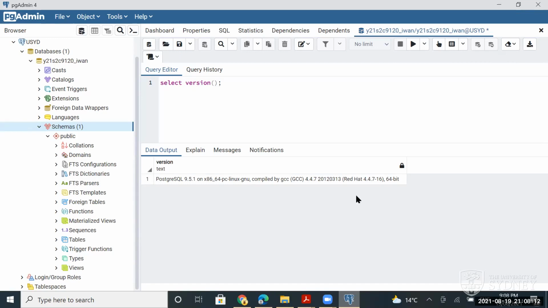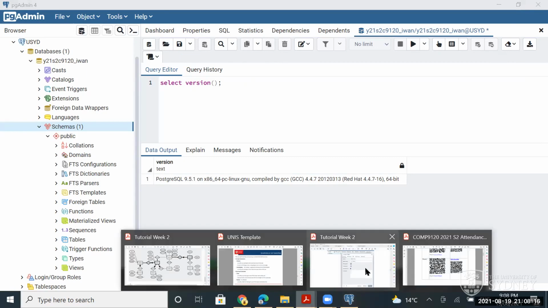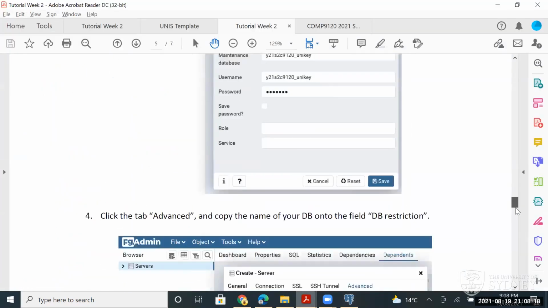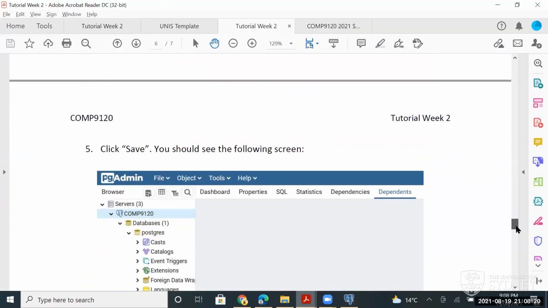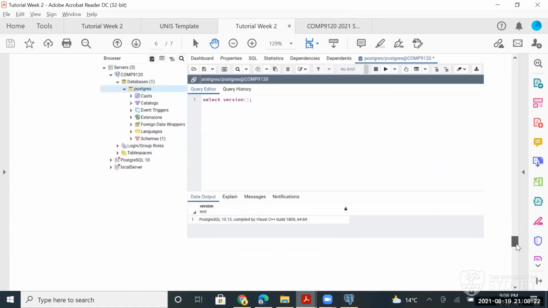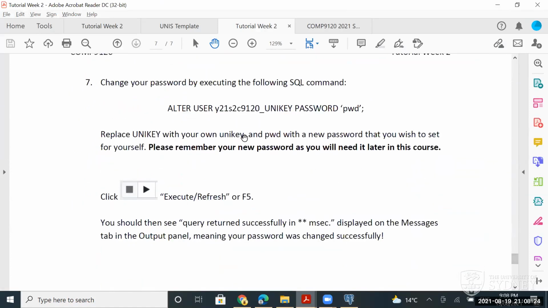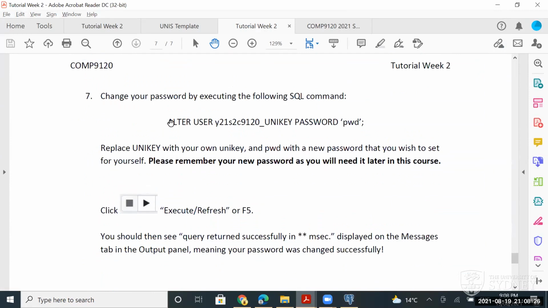So that's it. Actually, that's the end of the tutorial. I think the last bit of this exercise asks you to change your password. Make sure you execute this command and change your password to a new password. This uses a single quote, and then followed by the new password that you want to use, and make sure you use a password that you remember.